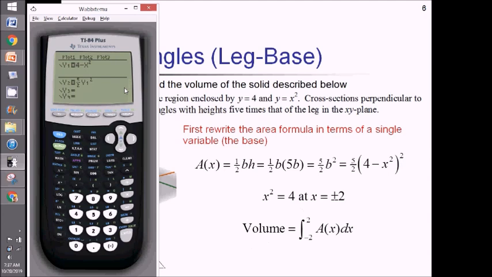So here's what I've done on the calculator. I took my distance strip, 4 minus x squared, and I made that y1. And now I'm just going to do 5/2 times that squared for y2, and y2 is where I've actually got my area formula. Quitting out of there now, let me do my integral. So I've got Math 9, integral from -2 to 2, alpha trace y2 dx, and that comes out to 85.333.